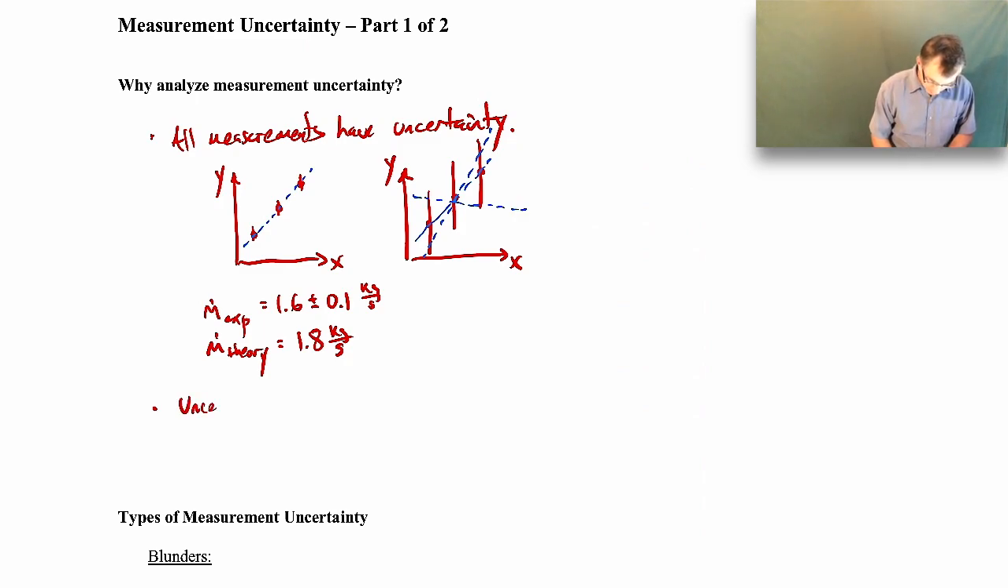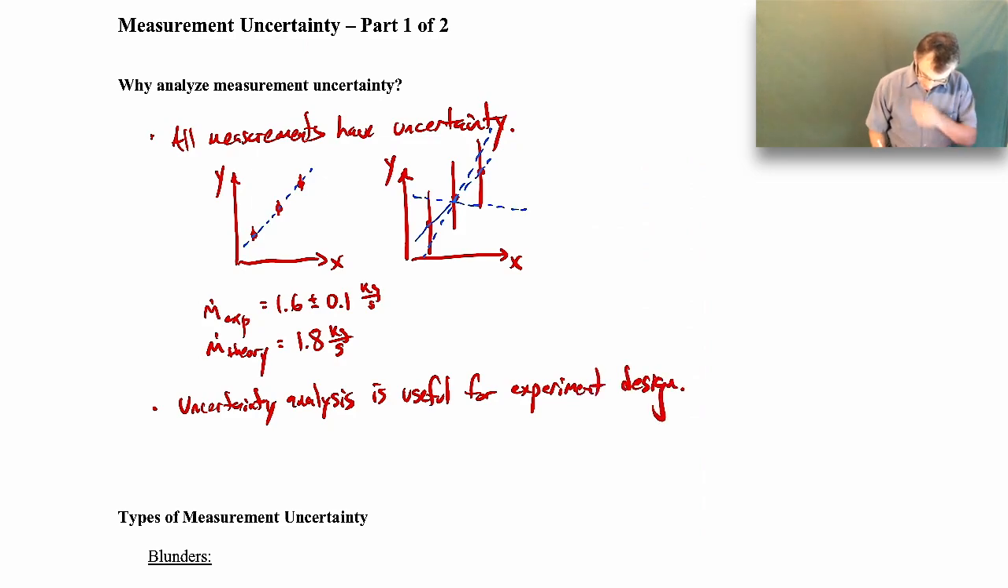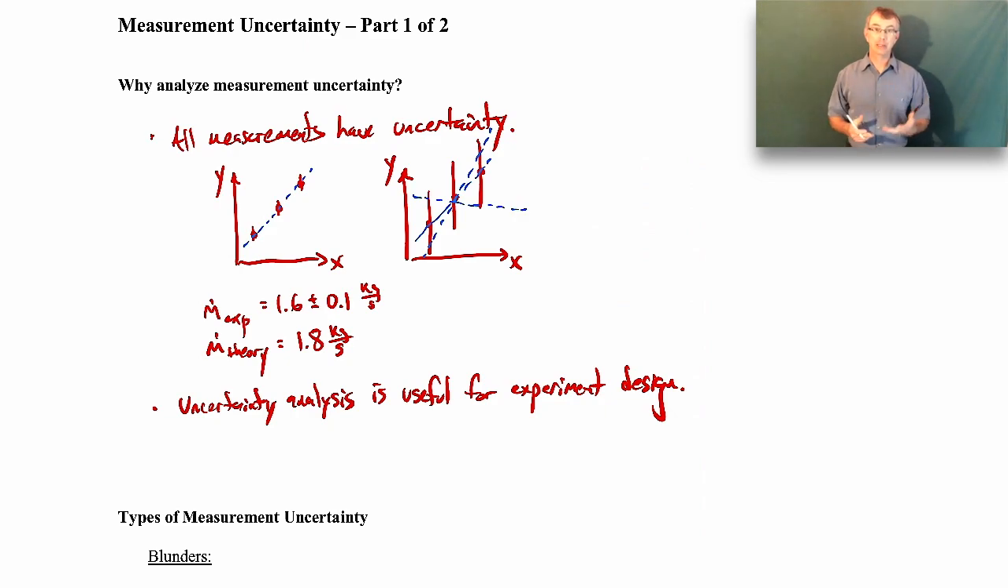So uncertainty analysis is useful for experimental design. Obviously, with any experiment, you want to generate accurate data and precise data. You want the uncertainty in your experimental measurements to be very small. And one of the things you can do is when you design the experiment, you can do an uncertainty analysis to it. And we'll talk more about that later in this lecture and mostly in the next lecture.